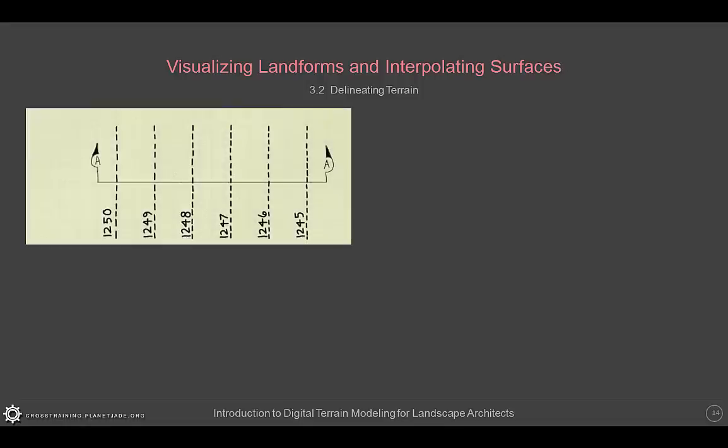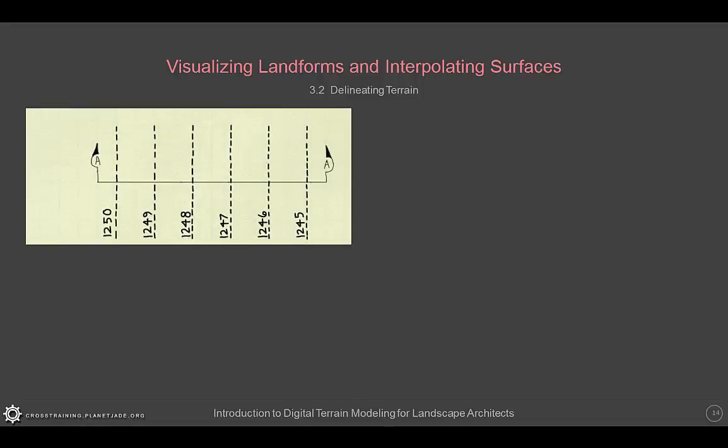Before we jump into the computer, let us make sure we can really read contours. We looked at a simple example in the previous section, so let us study some more patterns we can expect to come across or have the need to create. So what I'm going to talk about is visualizing landforms and interpolating surfaces. The very first thing we're going to do is just simply look at some patterns here.